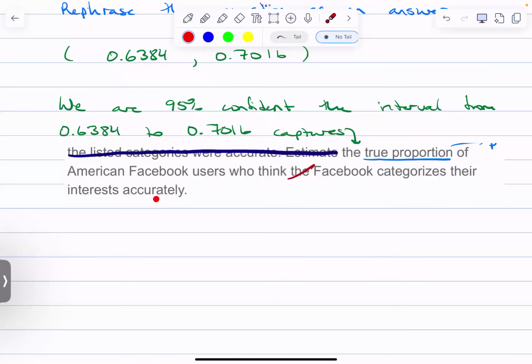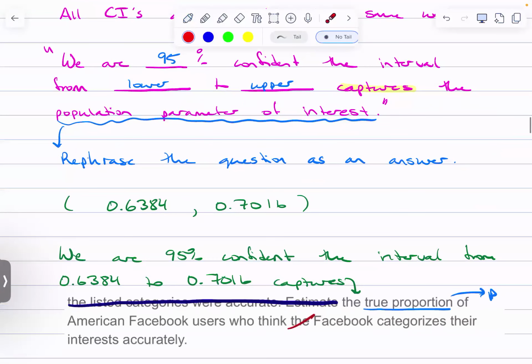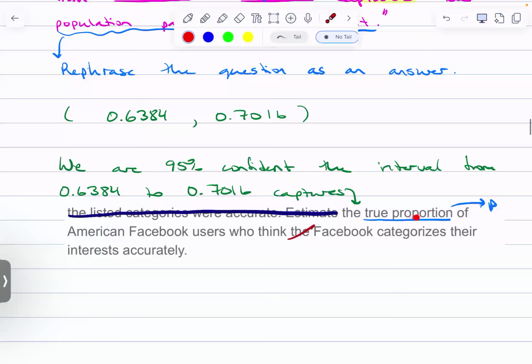We already said that the true proportion is P. And so here, we want to say captures the population parameter of interest, or just the parameter of interest. But I want to emphasize that it has to be for the population. And so the true proportion is the population proportion, P.